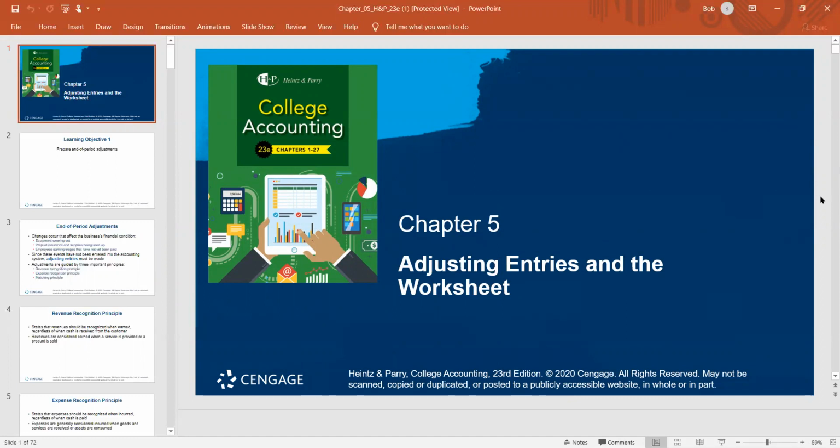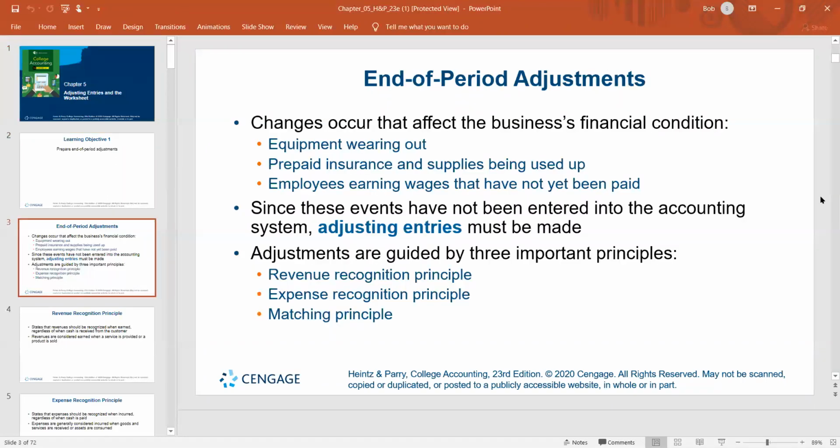Okay. Adjusting entries. We learned in the first 4 chapters how to put our financial statements together, write journal entries and post to the general ledger. Here, we're doing our internal entries. Depreciation, we have to worry about. The prepaids have been used. We have employees that worked the last week of the month, so that expense belongs in that month when they worked. But we're not going to pay them for 2 more weeks, maybe 3 weeks. We have to record that expense with an adjusting journal entry. These events have not been entered in the system, so we must prepare adjusting entries.